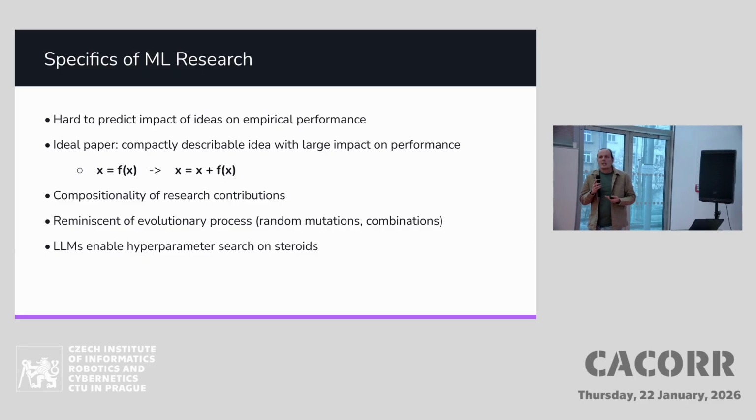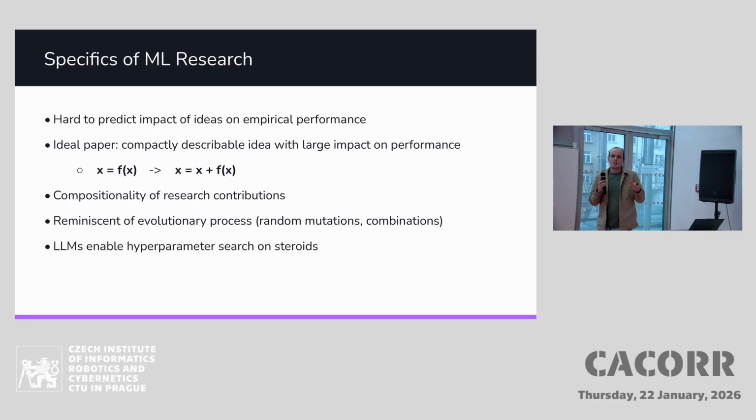And what does an ideal paper in this field look like? Or maybe one type of ideal paper. It has a very compactly describable idea, which has big impact on performance. An example is residual layers, which is extremely well describable, and it has a nice impact on performance of neural networks. Why do we like this kind of papers? We like them because they allow us to easily combine or modify ideas. We can take many such ideas and combine them together and try new combinations. And most of the research in machine learning actually is about this, about combining ideas, about modifying them.